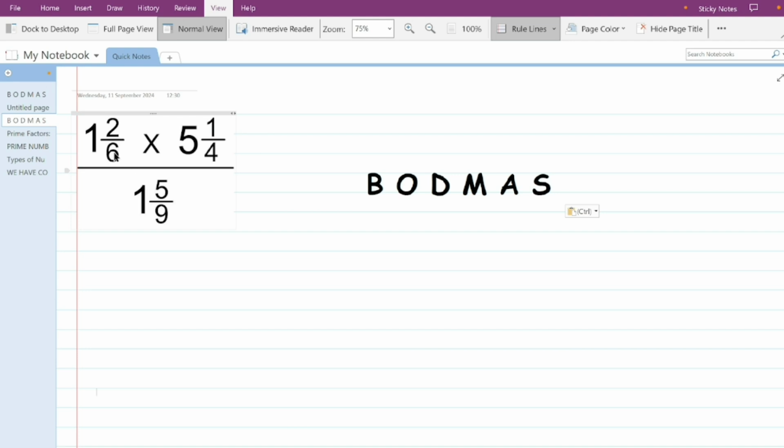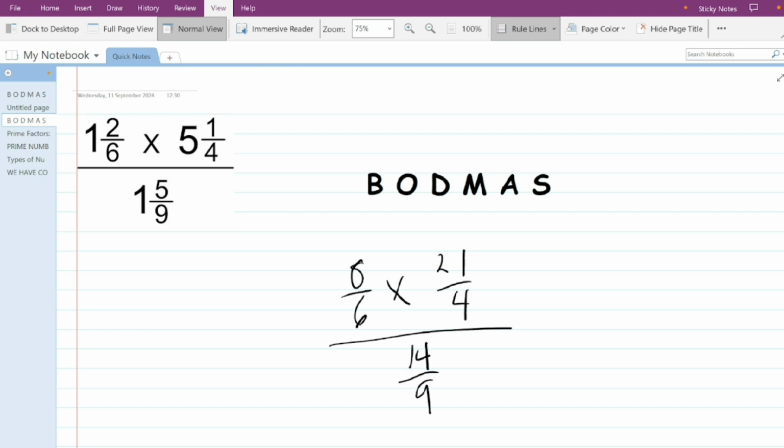So we'll start by converting them first. We have 1 times 6 is 6 plus 2. 6 plus 2 is 8. So we have 8 over 6 times. We have 4 times 5 is 20 plus 1. 20 plus 1 is 21 over 4 over 9 times 1 is 9. The result 9 plus 5. 9 plus 5 is 14 over 9.